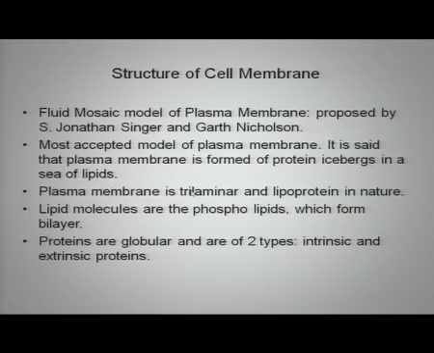The plasma membrane is trilaminar, it contains 3 layers and it is made up of lipoprotein. Lipid molecules are the phospholipids which form a bilayer. Phospholipids themselves form 2 layers. Proteins are globular and are of 2 types, intrinsic and extrinsic proteins.